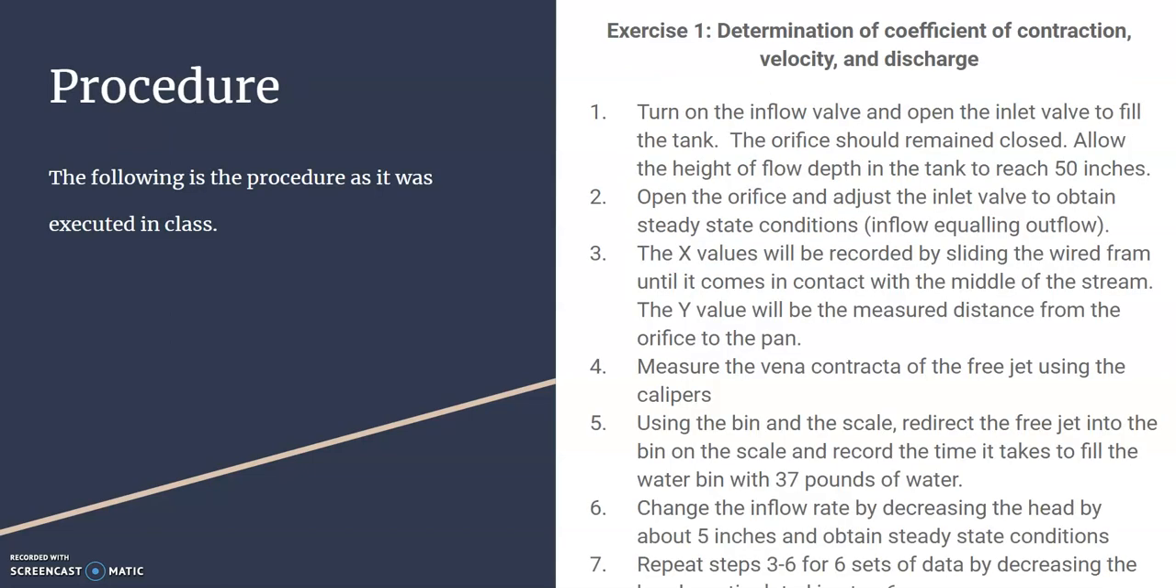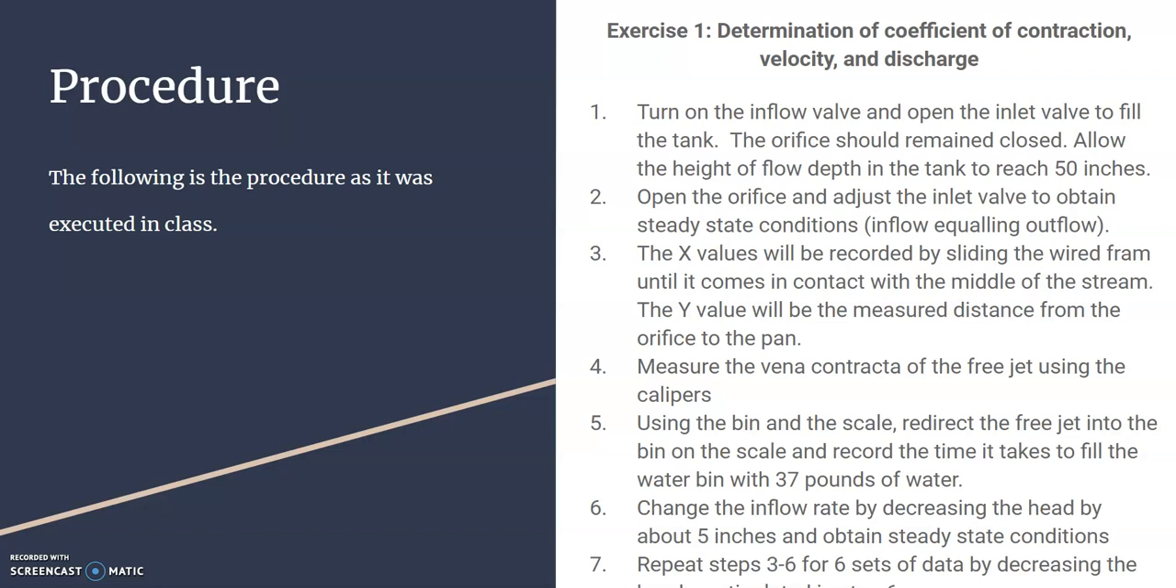The following is the procedure used in exercise 1, which was to determine the coefficient of contraction, velocity, and discharge. The first step is to fill the tank with at least 50 inches of water. Second step is to open the orifice and adjust the inlet valve to obtain steady state conditions. That is, water in is equal to water coming out, and the height should remain at about 50 inches the entire time. We will then measure the X and Y values.